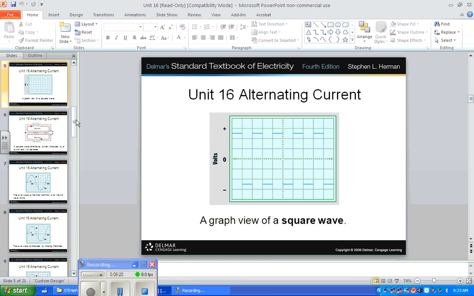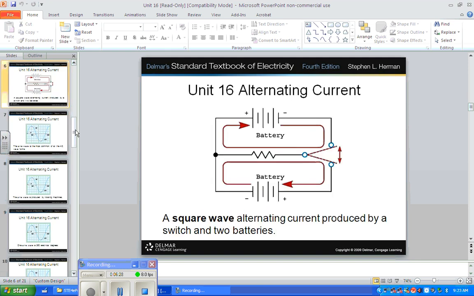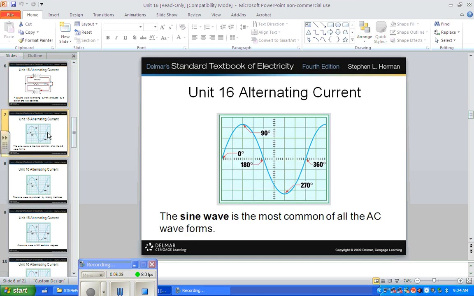Okay, graph view of a square wave. Can you even see these blue lines? I don't think we even need to talk about square waves, actually. A square wave alternating current produced by a switch and two batteries. That's not the way you would create any power. But let's talk about making real AC.